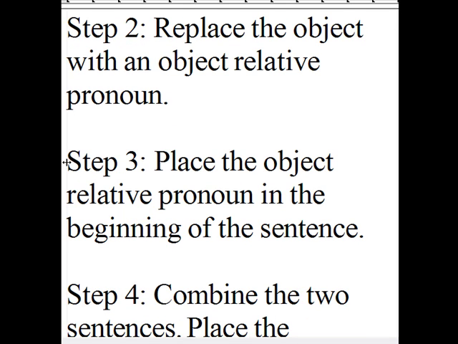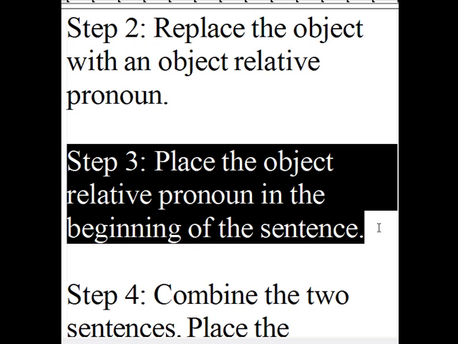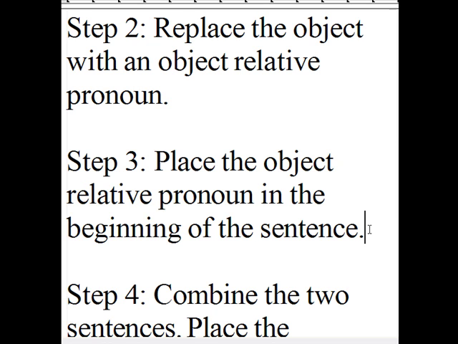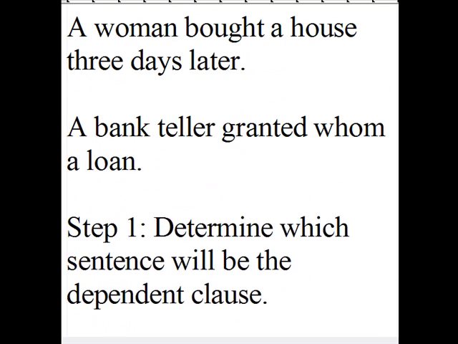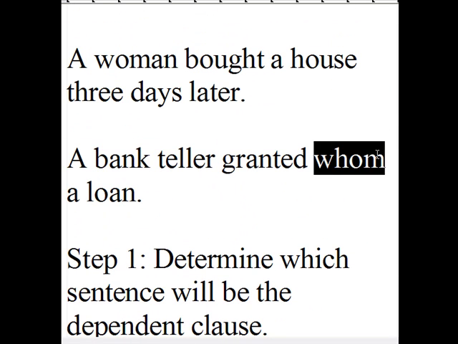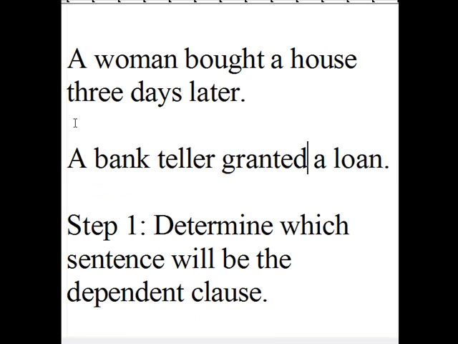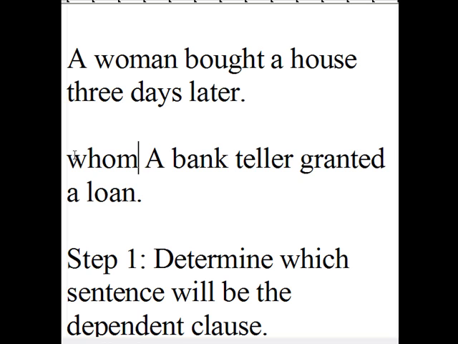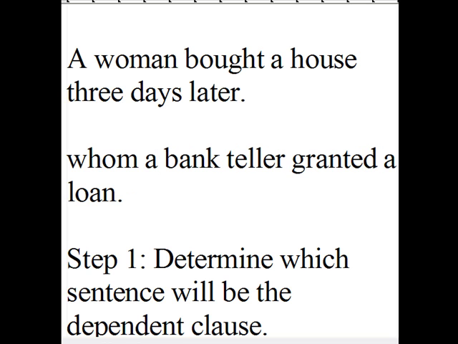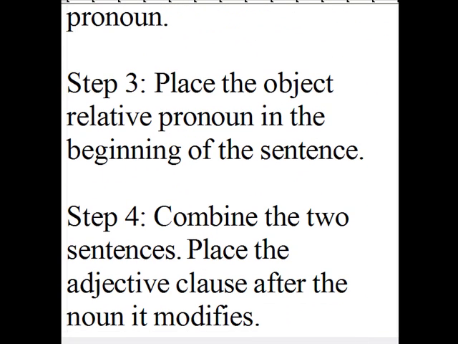Step 3. Place the object relative pronoun in the beginning of the sentence. This is our next step. So you take the word whom and you place it in the beginning. So now we have whom a bank teller granted a loan. Still, we want to try to combine these sentences together now, so let's see what the next step is. Be careful. As always, adjective clauses have a very strict word order and they need to be placed close to the noun they modify. Here we go.